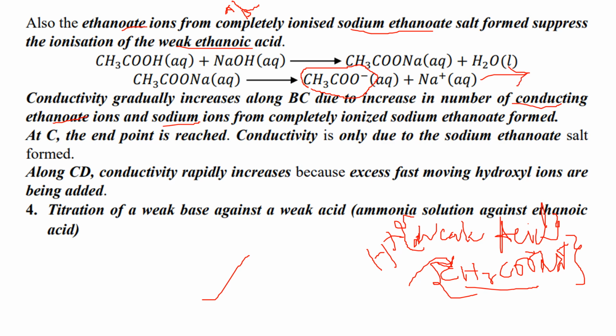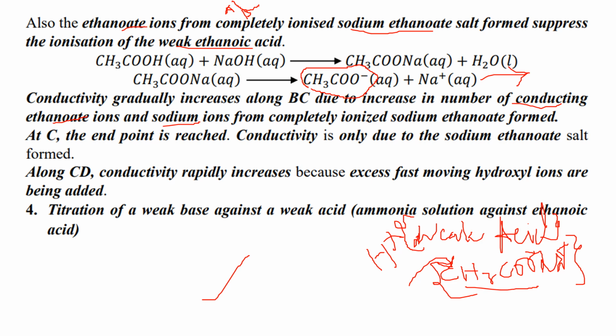Remember that as you're adding sodium hydroxide, it is going to react with this weak acid, giving sodium ethanoate. But we say that it's also fully ionized in solution. So as it is fully ionized in solution, that means it is going to form excess ethanoate ions together with sodium ions. So we expect that conductivity is going to be increasing due to the ions that are going to come from the salt.